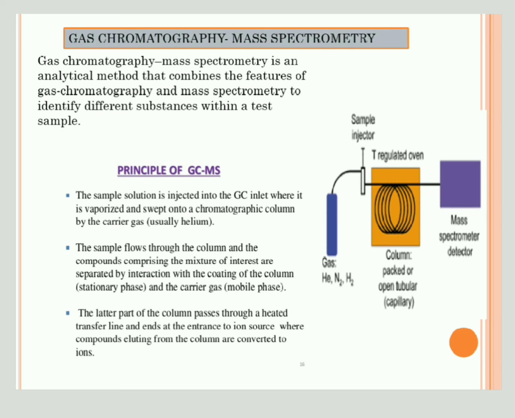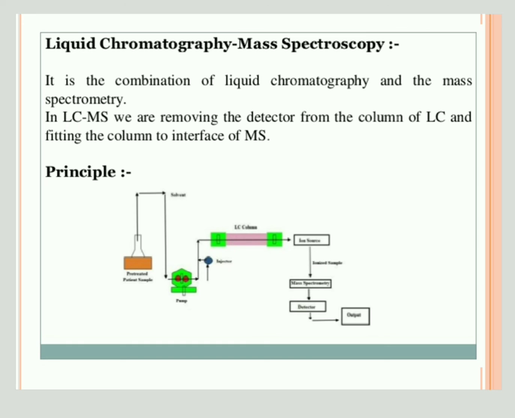Then the sample flows through the column, and the compounds comprising the mixture of interest, which we want separated, interact with the coating of the column, that is the stationary phase, and the carrier gas, that is the mobile phase. The later part of the column passes through a heated transfer line and ends at the entrance to the ion source, where the compounds eluting from the column are converted to ions. Then in liquid chromatography mass spectrometry, the individual components in a mixture are first separated, followed by ionization and separation of ions on the basis of their mass per charge ratio.